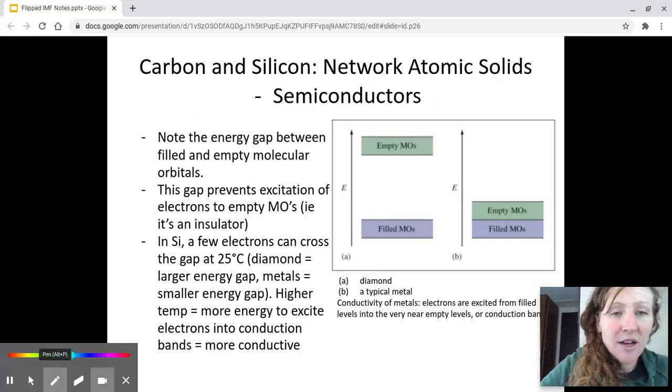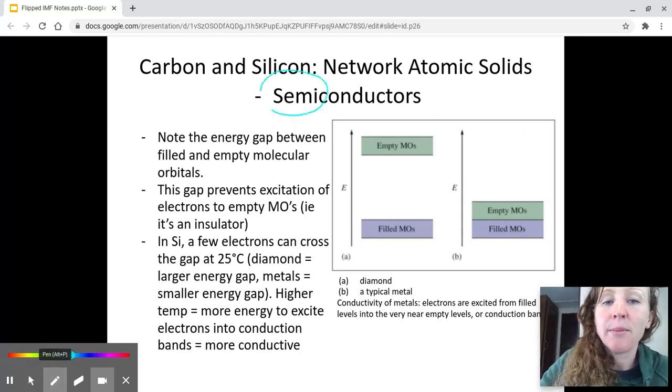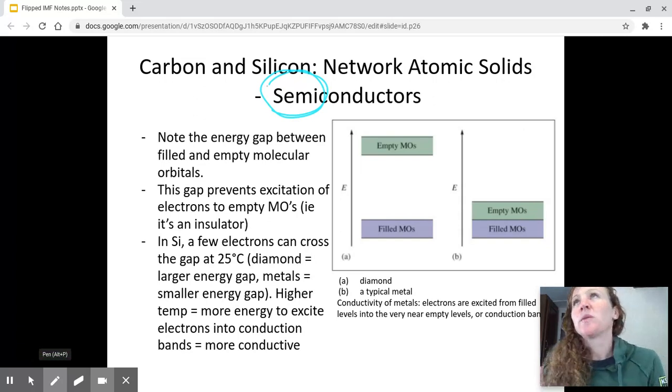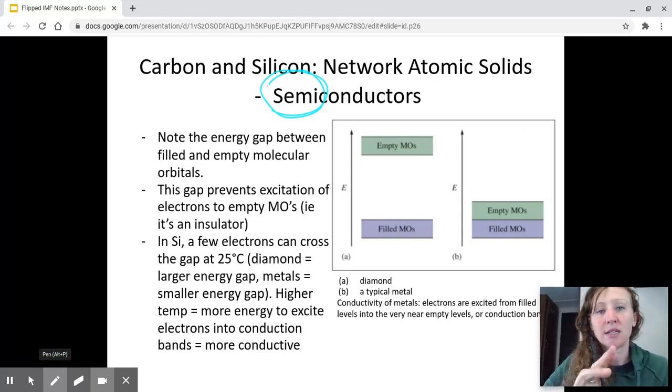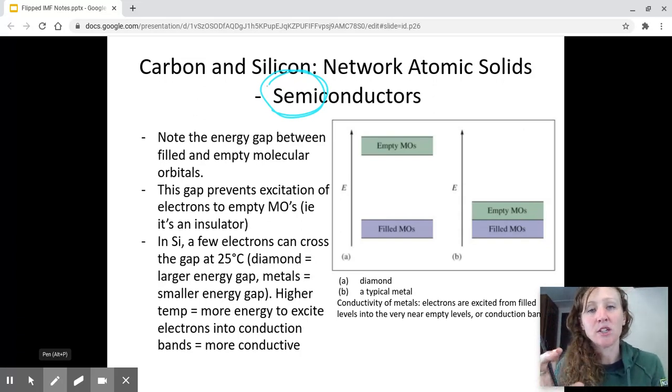And this is what makes something a semiconductor. Up until now, we've really classified things as either a conductor or a non-conductor. It's an insulator, right? So conductors tend to be metals. Insulators tend to be non-metals or nonmetal solids. But if we look at the molecular orbitals, we see why.